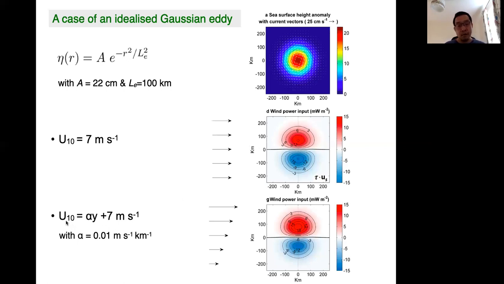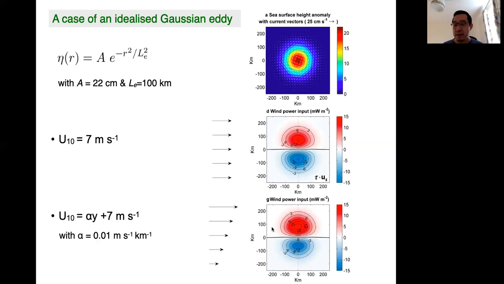And now if we add a wind shear on top of this uniform zonal background wind field of 7 meters per second. Okay, so that's the wind shear with coefficient alpha. Alpha here, we take again a very typical value. So we take the value of 1 centimeter per second over 1,000 meters. Okay, so now our wind field has a shear, or we could say the wind field has a curl now. Okay, so this is a negative curl.